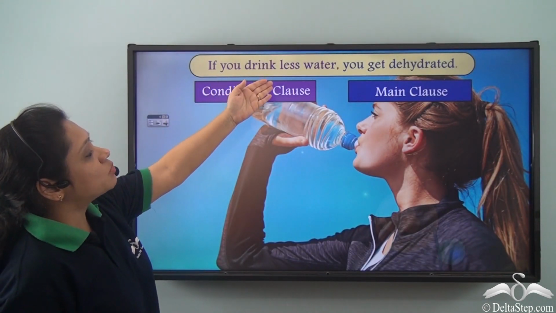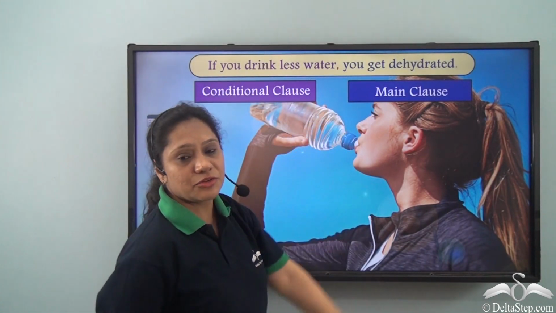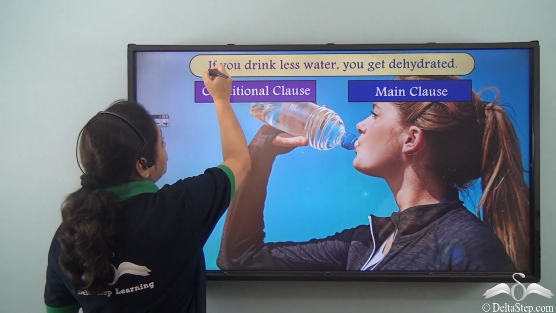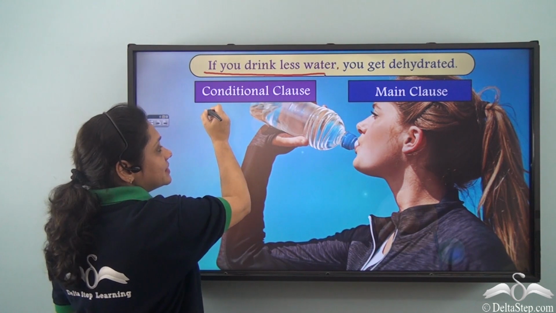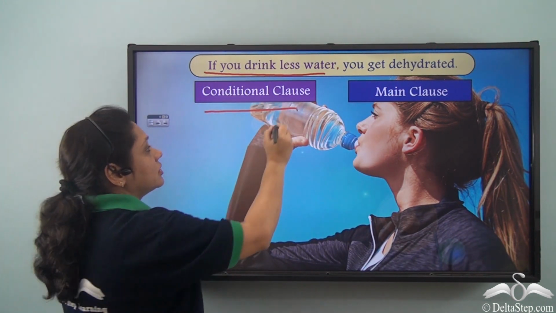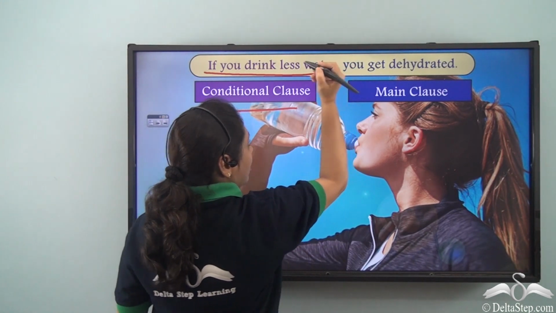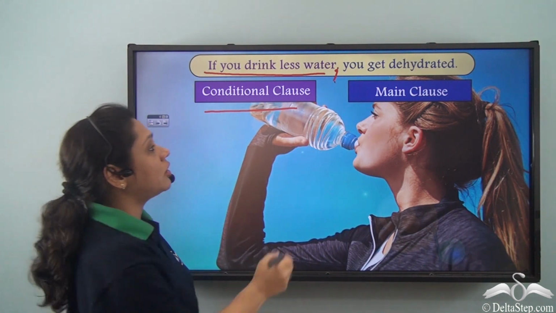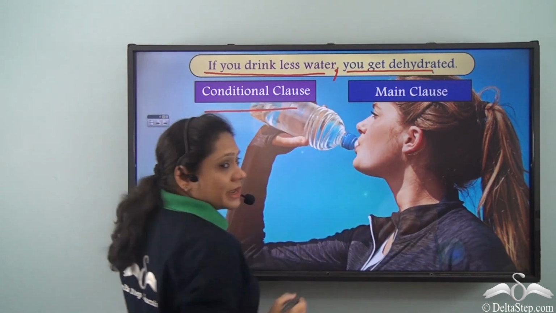If you drink less water, you get dehydrated. So, what is the condition of this sentence? If you drink less water. So this is the conditional clause. We have started the sentence with the conditional clause, so we put a comma after it and then we write the main clause. What is the main clause? You get dehydrated.